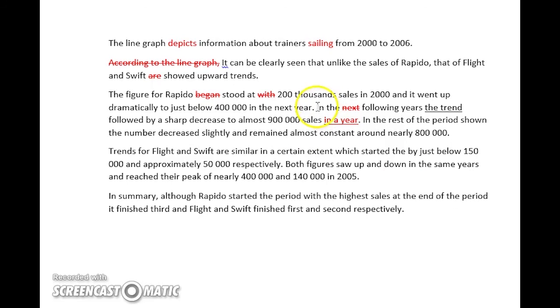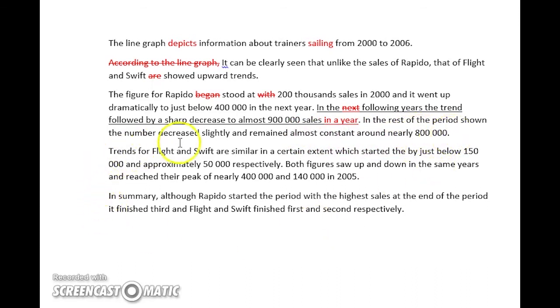So I guess in this sentence overall there are a lot of inaccuracies and it's completely impossible to understand what you mean. In the rest of the period shown, the number decreased slightly and remained almost constant around nearly 800,000.